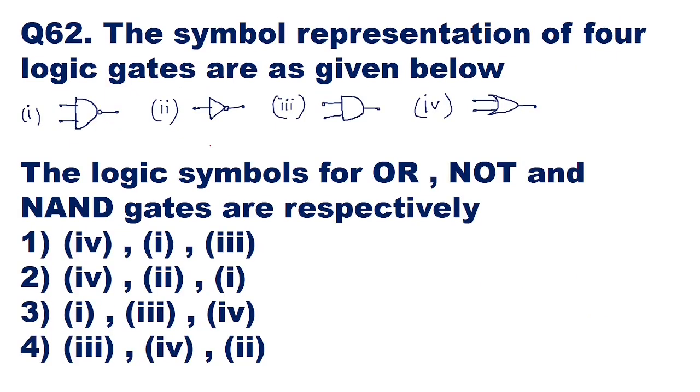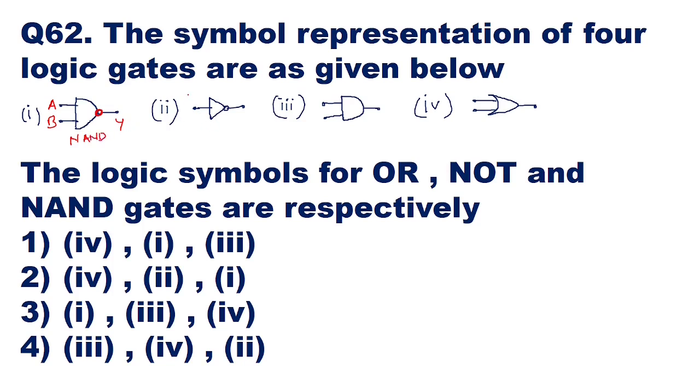Now here the question is, symbol representations of 4 logic gates are as given below, and from these logic symbols, the OR gate, NOT gate, and NAND gate are respectively in which order. Now if we observe the symbols here, the first symbol has two inputs, say A, B, and this is the output. Here we can see a bubble, and this gate is an AND gate with a bubble, so it is called a NAND gate. So the first gate is a NAND gate.